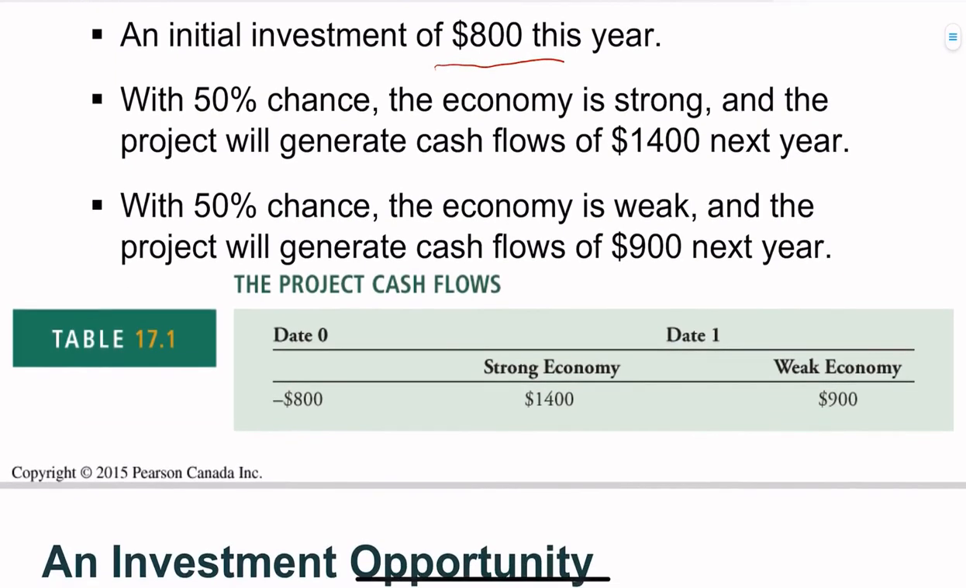So here you can see that we have the timeline and associated cash flows in this table. On day 0, a cash outflow of $800. On day 2, we have two cases, right? Under strong economy, 1,400.